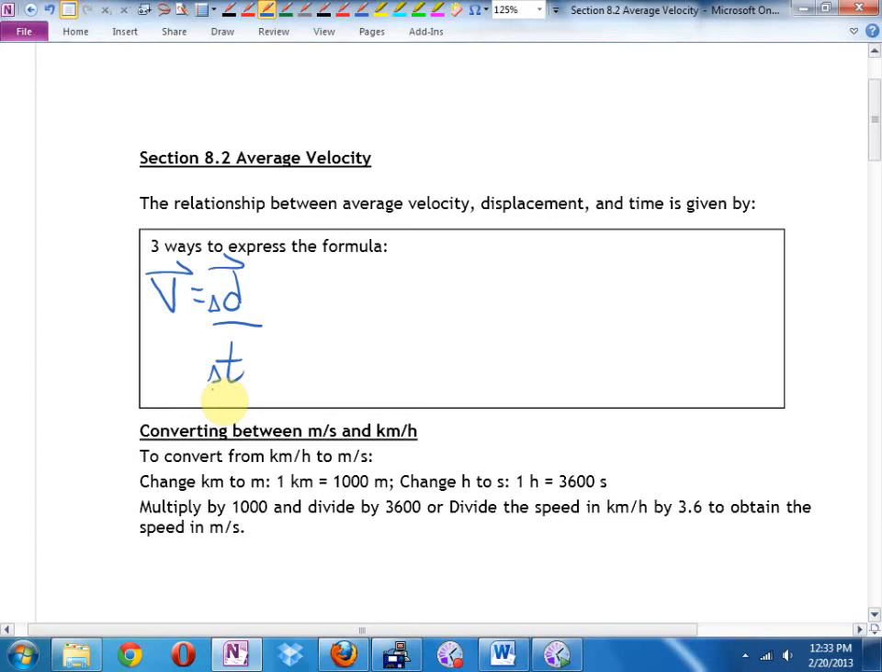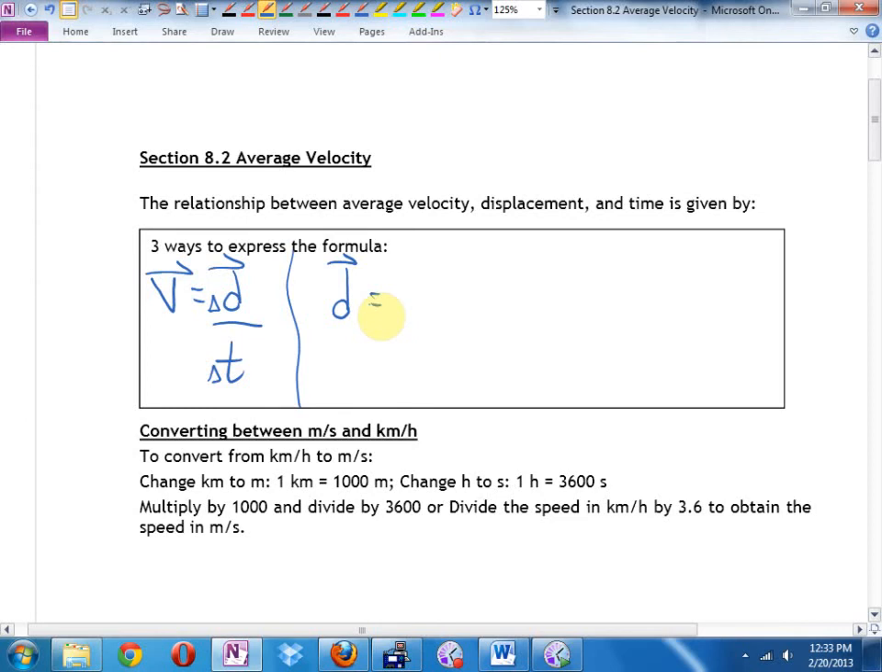Kilometers per hour: distance divided by time. The formula is built into how we talk about speed. There are 3 ways to express this formula. You can also rewrite it to get the distance by itself or the displacement by itself. How? What's the t doing to the letter D mathematically? Adding, subtracting, multiplying, or dividing?